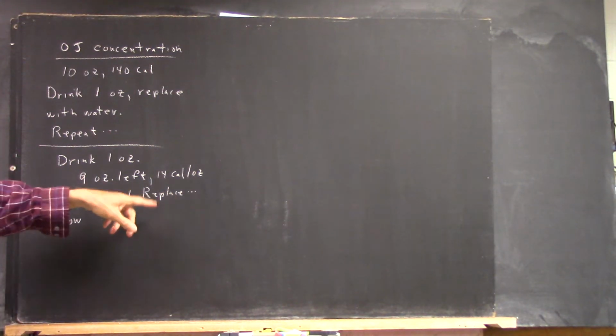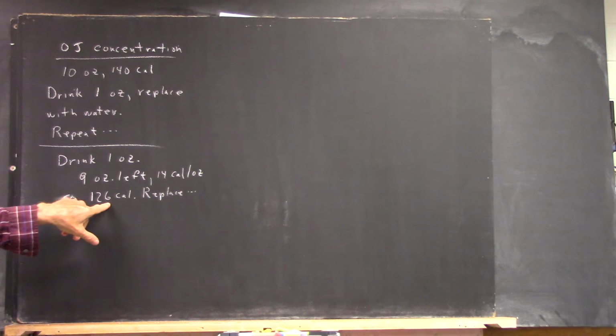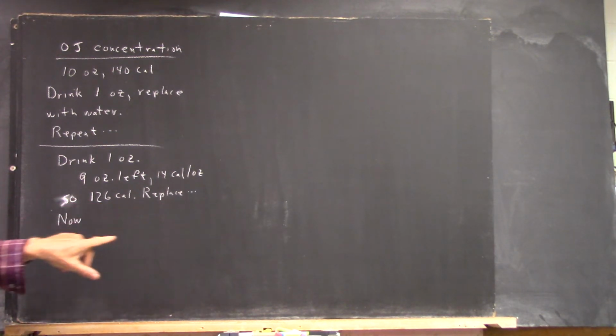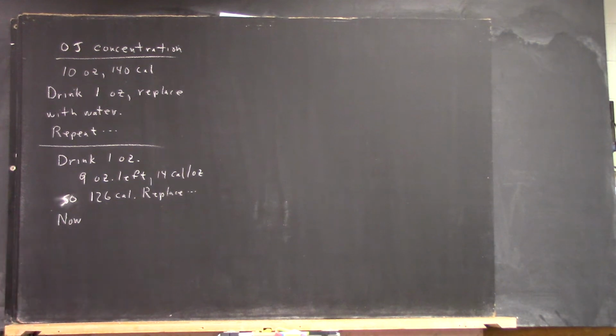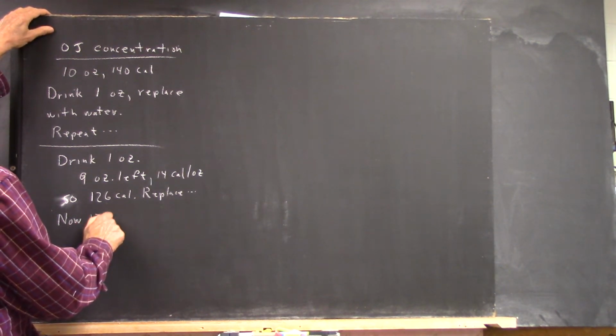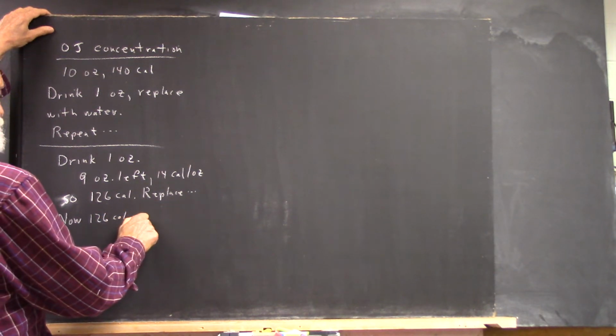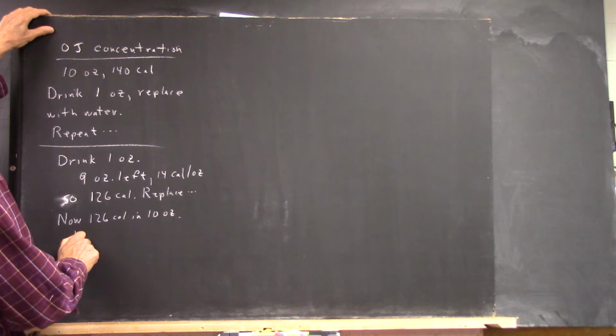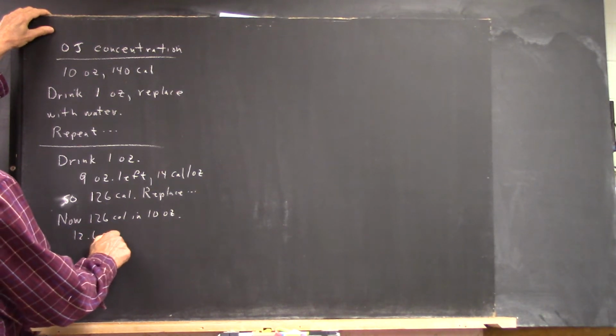So we drink 1 ounce, there are 126 calories left, and we're going to replace that, right? And now we have 126 calories. Ten ounces, that's 12.6 calories per ounce.